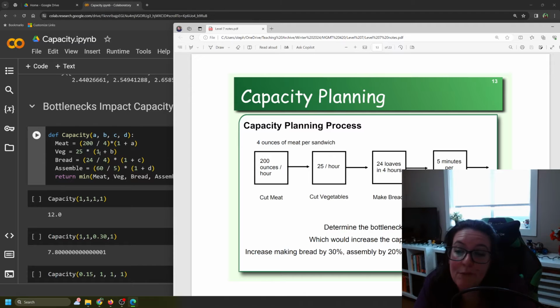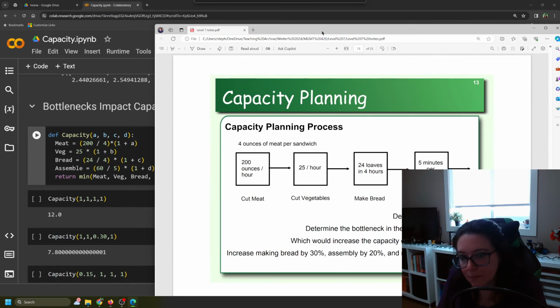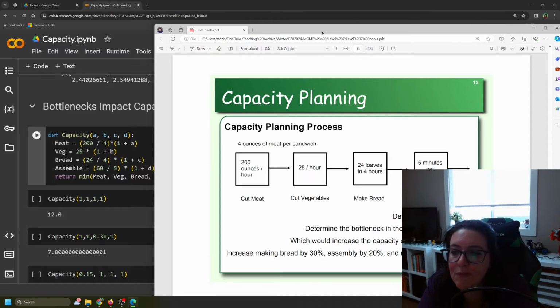Now let's look at vegetables. In fact, there's no calculation to be done here. You can cut 25 sandwiches' worth of vegetables in an hour. So 25. But because we want to do some scenario testing, let's multiply that times 1 plus whatever percentage we can increase our vegetable cutting. So maybe we can go twice as fast, or 20% faster, whatever, right? Okay, and then let's look at our bread. For bread, we make 24 loaves in 4 hours. If we assume that one loaf is one sandwich, then 24 divided by 4 is an estimate of how many loaves per hour. And we can look at how to speed that up by multiplying again times 1 plus a percentage.